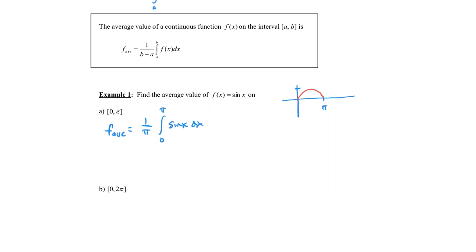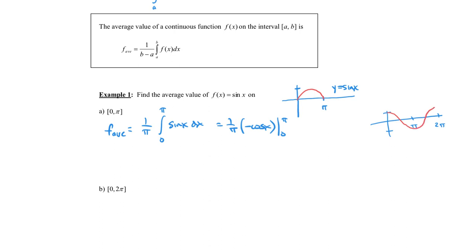In Calc 1, you learned the antiderivative of sine is negative cosine. So we will get 1 over pi times negative cosine of x from 0 to pi. We need some cosine values. Whereas this is the sine curve, let's quickly sketch the cosine curve here. Here's pi, here's 2 pi, and of course, cosine of 0 is 1, so it just goes down like this.